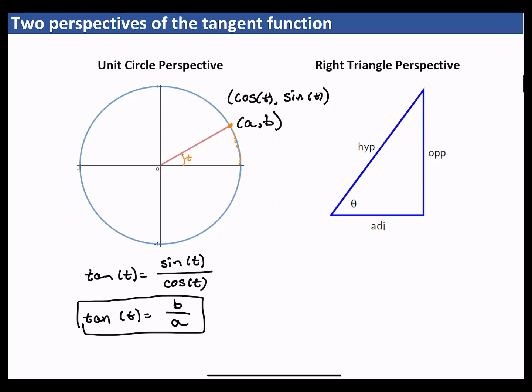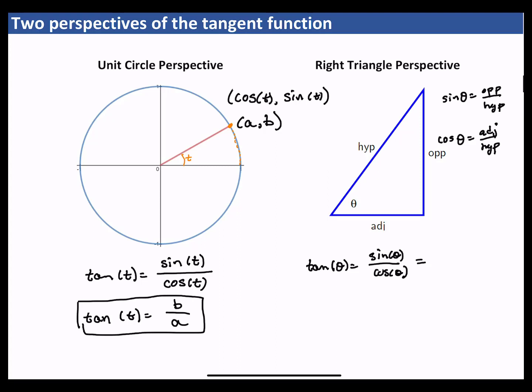Switching perspective and looking at any right triangle, not necessarily in the unit circle, with hypotenuse and legs adjacent and opposite the known angle theta, we know that the sine of theta is opposite over hypotenuse and that the cosine of theta equals adjacent over hypotenuse. And knowing that tangent is defined to be tangent of theta equals sine of theta divided by cosine of theta, we can substitute the expressions for sine of theta and cosine of theta in the rule for the tangent function.